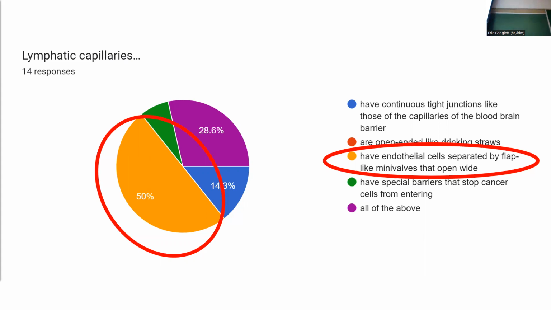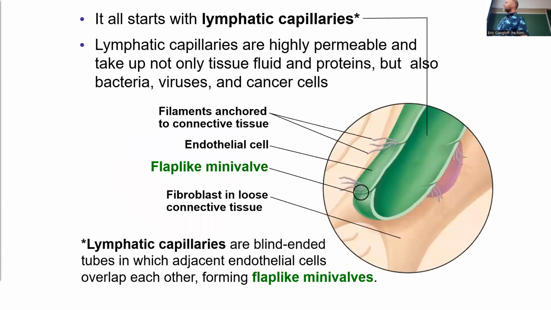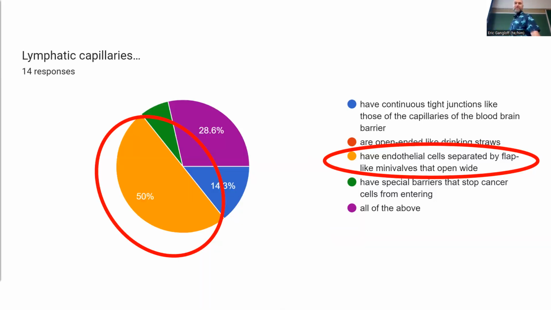Another answer here is open-ended like drinking straws. You can see that they're definitely not just open-ended. They have this specific structure with these flaps. Another answer here was they have special barriers that stop cancerous cells from entering. Remember that it's the opposite. Again, we want those cancerous cells to get sucked up by the lymph so they can land in the lymph nodes, and then they'll be attacked by immune cells, and we'll cover that today.